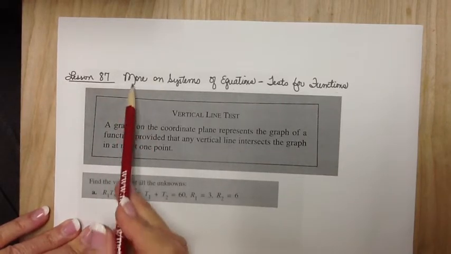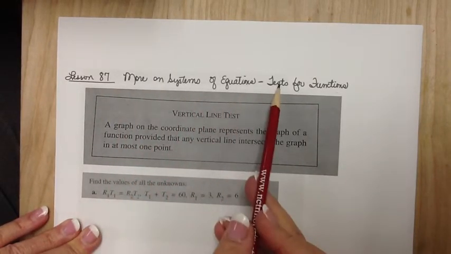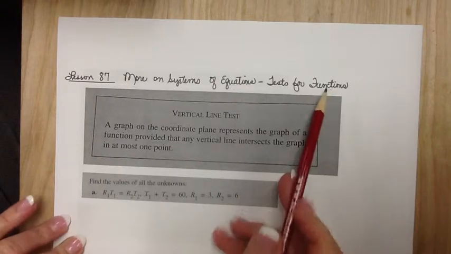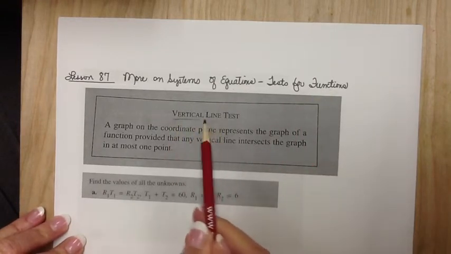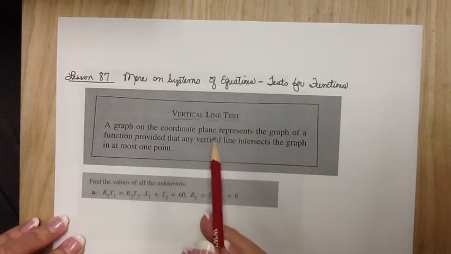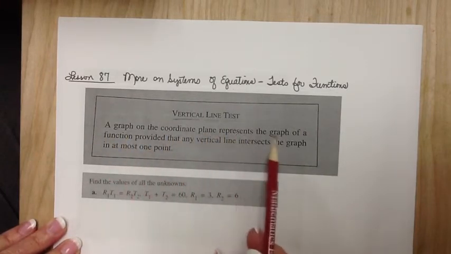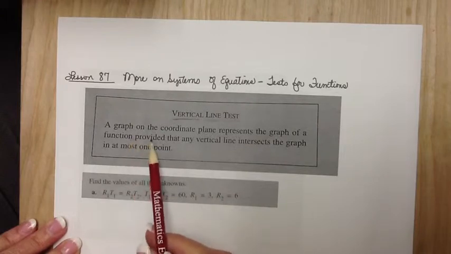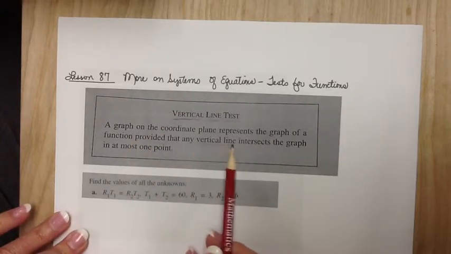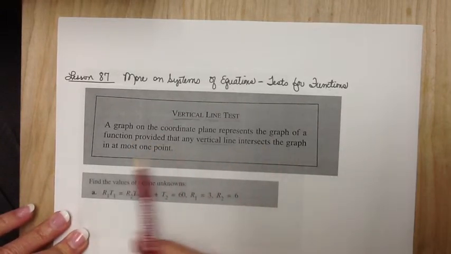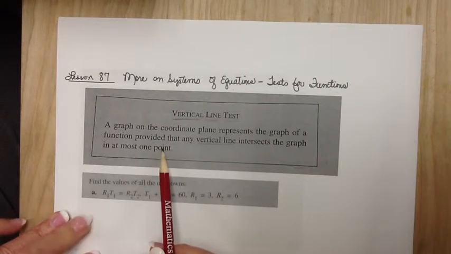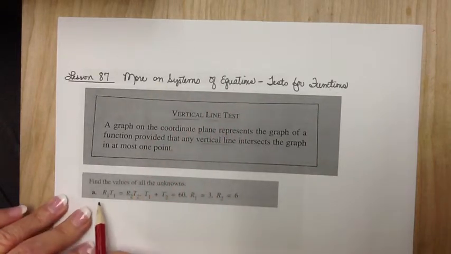Lesson 87, more on systems of equations and test for functions. The new tests for functions are the tests for functions that you may or may not remember. A graph on the coordinate plane represents the graph of a function provided that any vertical line intersects the graph in at most one point. Okay, more on systems of equations.